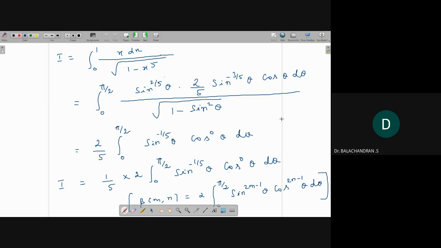Anybody? Root pi by 2 into gamma of p plus 1 by 2 by gamma of p plus 2 by 2. So you can also use that formula. Suppose if they ask evaluate, but the final answer is in terms of beta function, that's why I keep the cos term here. Otherwise, there is no need to keep this one.